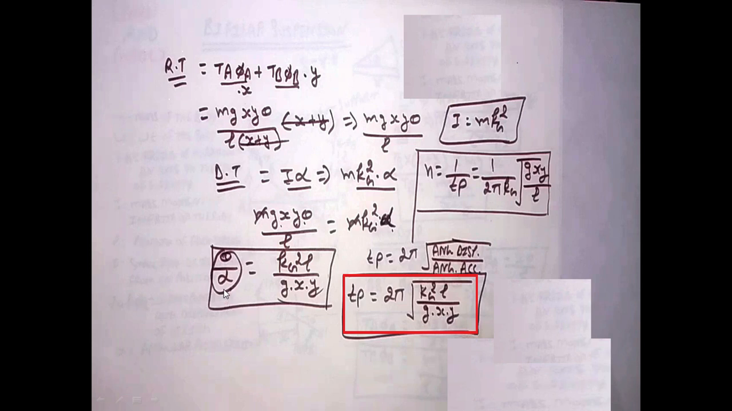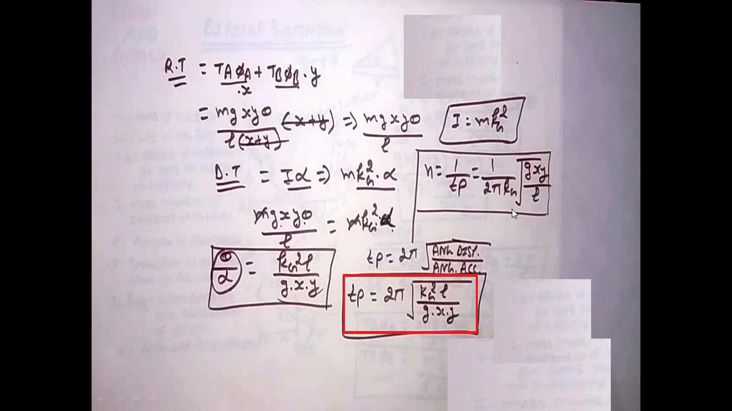As we know the value of theta upon alpha, we can also derive the frequency of the oscillation. As we know, frequency is the reciprocal of the time period, so we can derive the formula for the frequency as well from this relation.